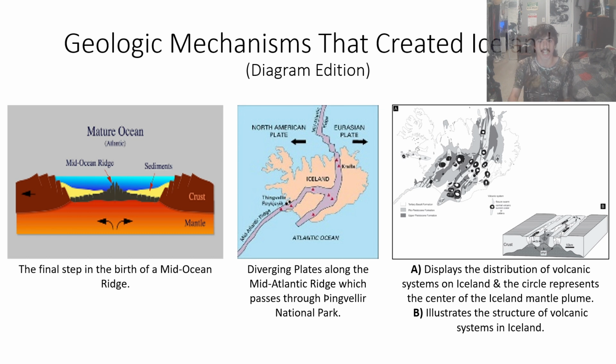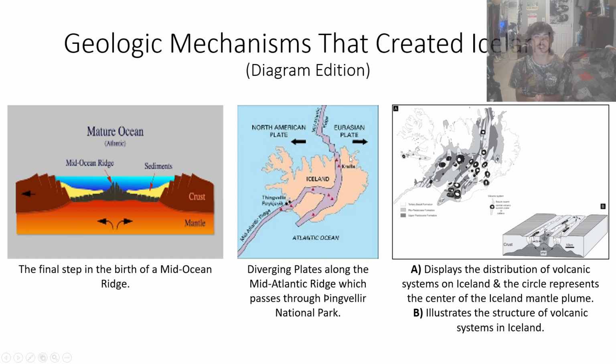Now let's get a look at some diagrams here. So this is the mid-Atlantic ridge that Iceland lies on. Basically runs through the middle of it. This would be one of the final steps in how a mid-ocean ridge forms here. So as we can see, this is the mid-ocean ridge. The sediments are lining up. The Earth's mantle is down here, and the crust is pushing it.